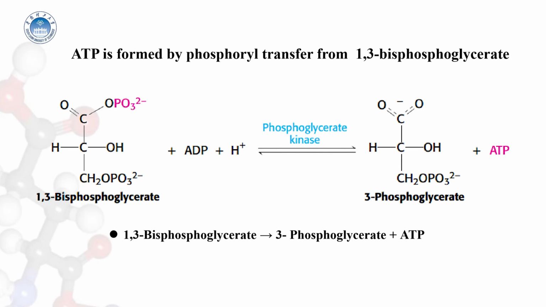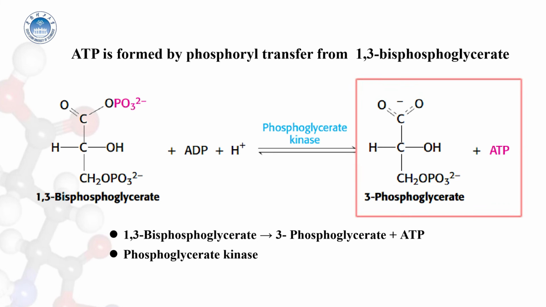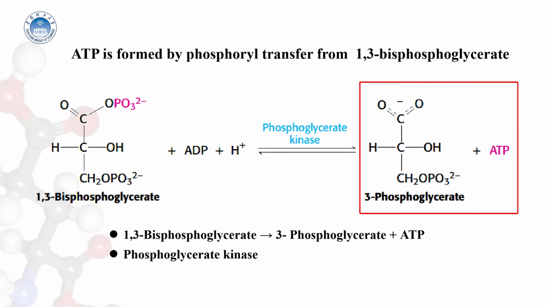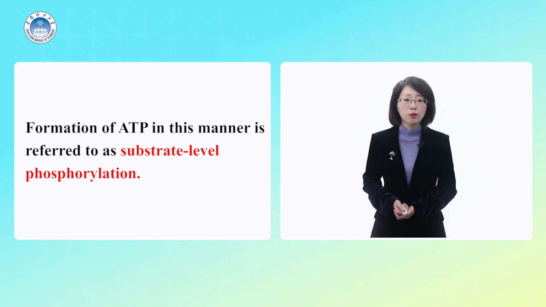1,3-bisphosphoglycerate is an energy-rich molecule with a greater phosphoryl transfer potential than that of ATP. Thus, it can be used to power the synthesis of ATP from ADP. Phosphoglycerate kinase catalyzes the transfer of the phosphoryl group from the acyl phosphate of 1,3-bisphosphoglycerate to ADP. ATP and 3-phosphoglycerate are the products. The formation of ATP in this manner is referred to as substrate-level phosphorylation.